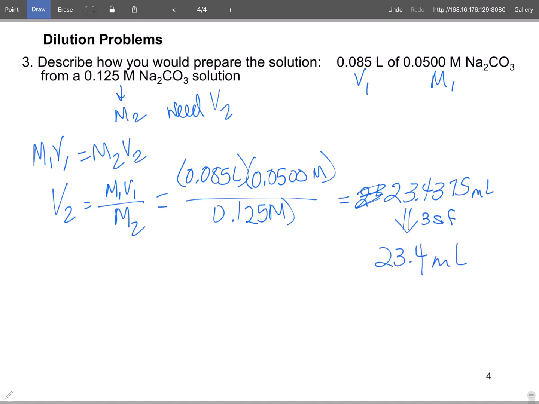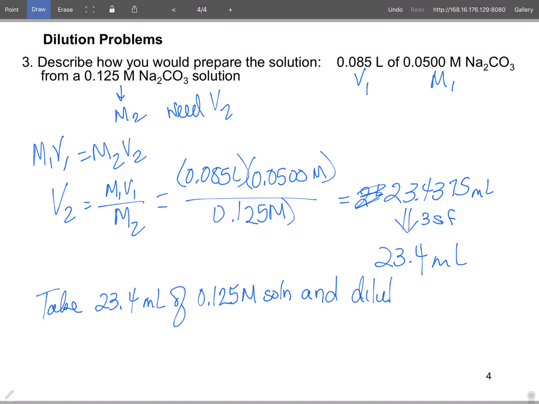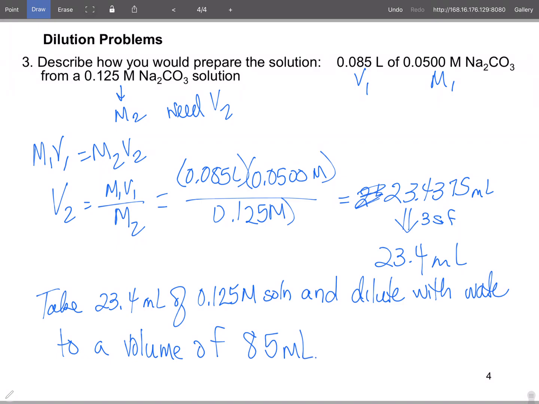So the question actually said, describe how you would do this. You're going to take 23.4 milliliters of the 0.125 molar solution and dilute with water to a volume of 85 milliliters. Now, you could have done all that using liters, and that would have been fine.